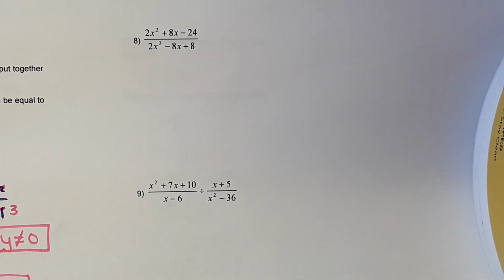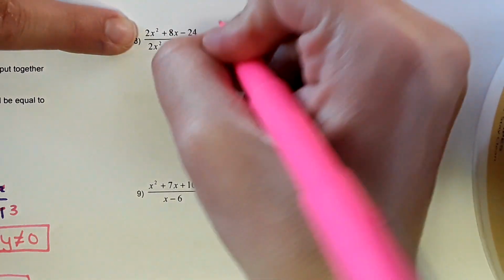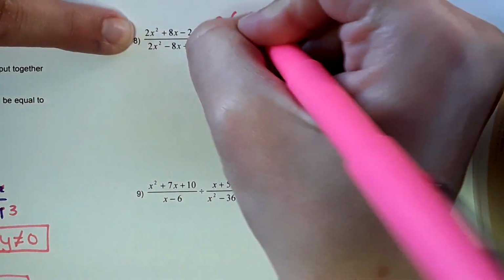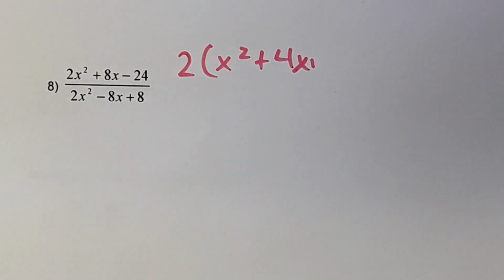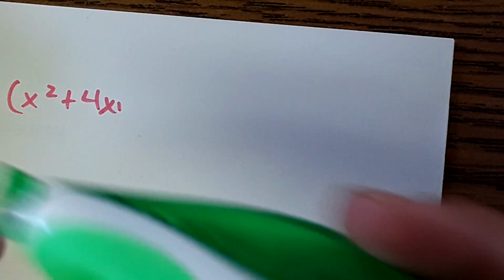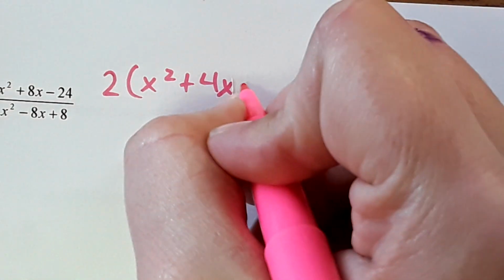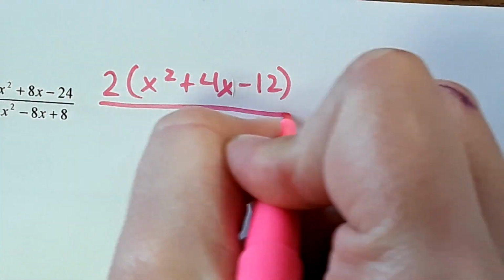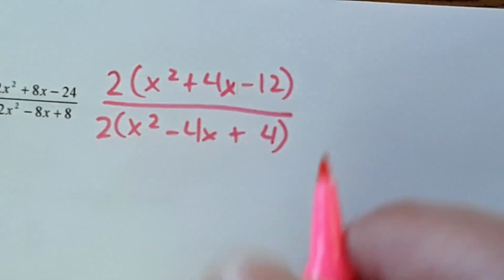Number 8. Now for this one, continuing, we're going to take a 2 out of everything first. So we'll rewrite this as 2x squared plus 4x. Can you zoom in a little bit? See, I told you. Good. And I messed up a little bit. It's not supposed to have anything right there. Okay. Minus 12 over 2 times x squared minus 4x plus 4.